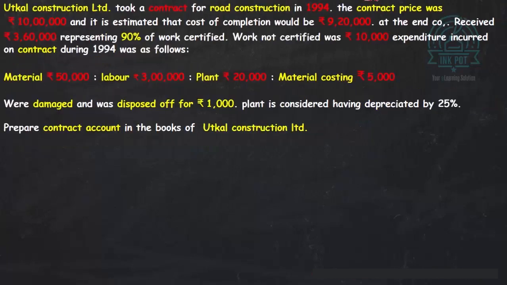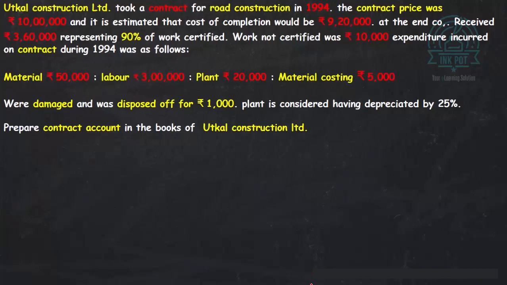Now let's do a question. Utkal Construction Limited took a contract for road construction in 1994. The contract price was 10 lakh and it is estimated that the cost of completion would be 9,20,000. In case we complete the contract by the end of the financial year, 10 lakh is the contract price, which is our income, and minus the cost of completion, that is 9,20,000, we'll get a profit of 80,000, right?